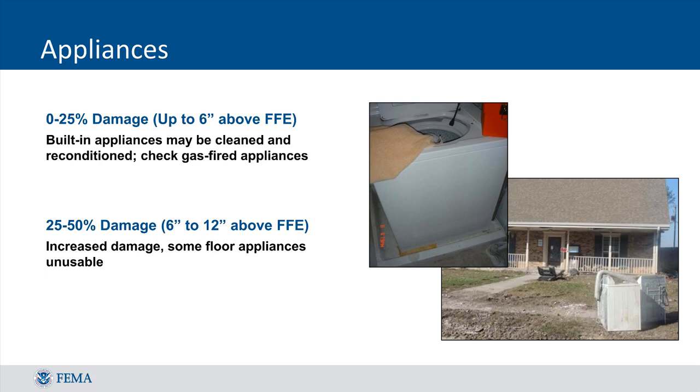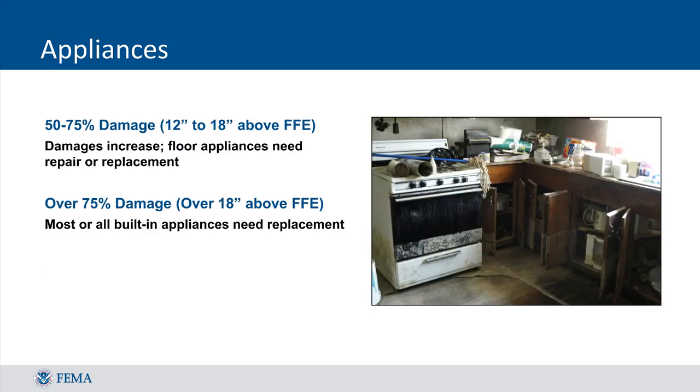This may be something that you run into, especially in two-story homes, where some appliances may be on the second story and remain undamaged. Similarly, damage in the 50 to 75% range would mean that there have been some impacts to many of the appliances, but that some remain undamaged or are in a state that they could be sanitized or easily reconditioned.